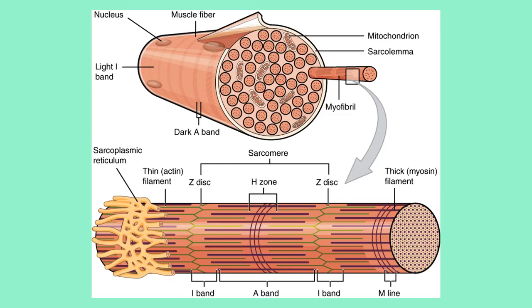You have this section where you have just the thick or myosin filaments, and then you've got areas on either side of that where you have overlapping thick and thin. That's going to appear darker, and that's referred to as the A band. So that's what you see up here on top as that darker A band.